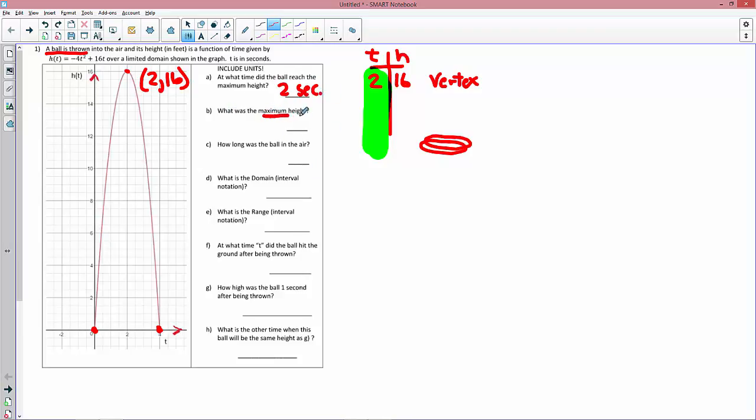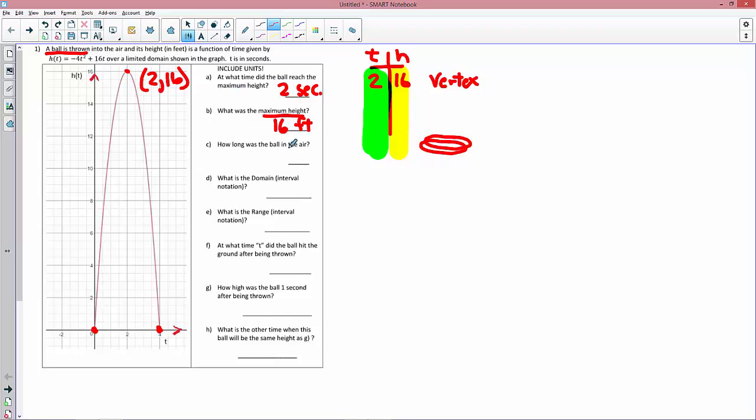What was the maximum height? Okay, so now they're asking for height. When they're asking for height, h, then they're asking for this column, right? So the answer is 16. So notice, very small difference in the question. Make sure you answer it correctly.